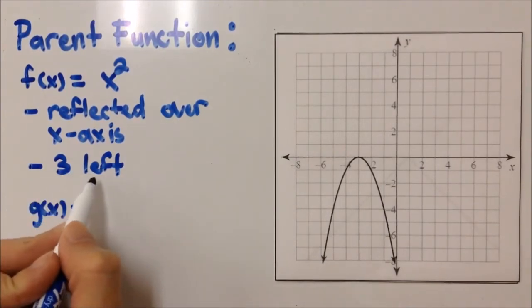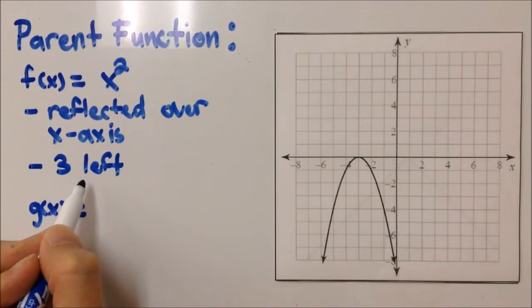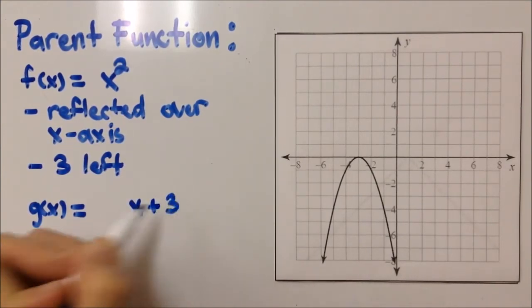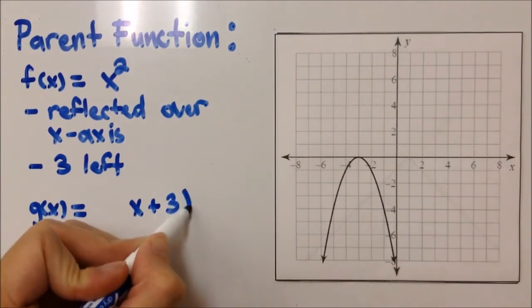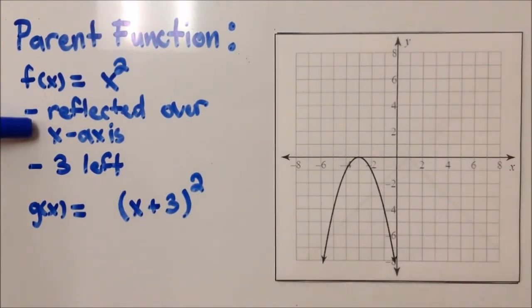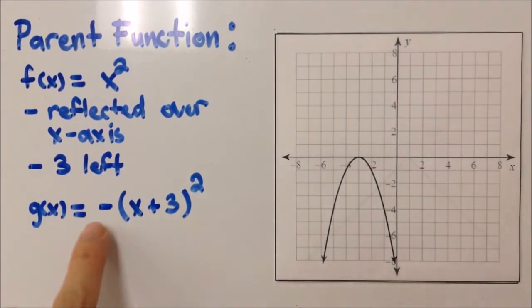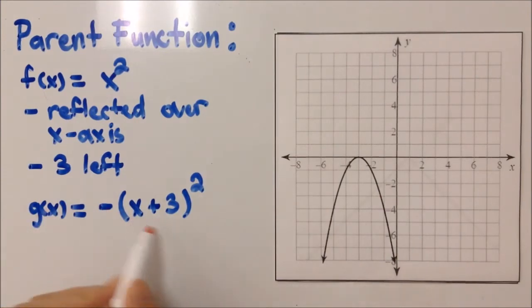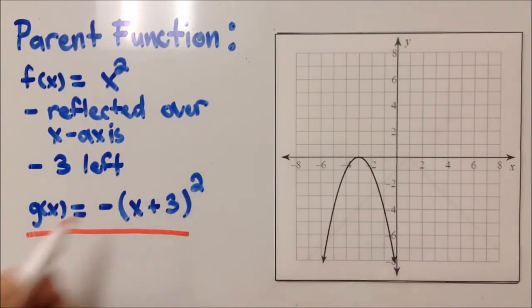Let's take a look at the one that moved to the left. That information means it was inside within the function. So we're going to write x plus 3. Since it was within the function or inside, it's going to be in the parenthesis with the square outside. Now we have to put in the information for reflected over x-axis. That means the negative is on the function or outside the function. So right here. Negative on a function means reflected over the x-axis, plus 3 units to the left. So our transform equation is g of x equal negative of x plus 3, the square of x plus 3.